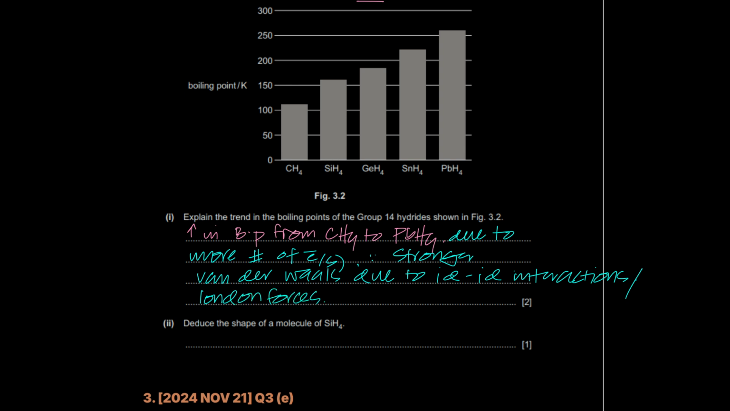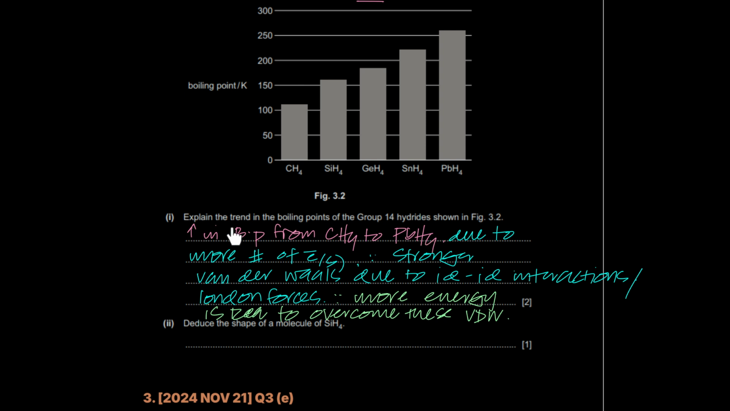And therefore, what's going to happen? Therefore, more energy is required to boil it. These are 3 marks. More energy is required to overcome these van der Waals, not bonds, these van der Waals. Done. That's it. Easy stuff, huh? Easy stuff for 2 marks.